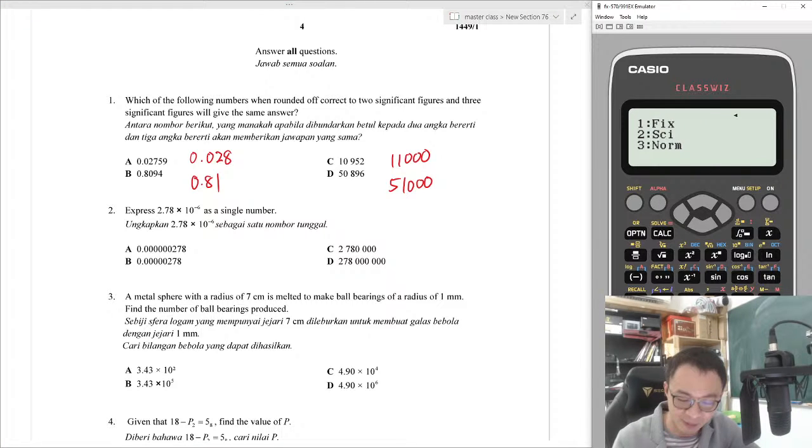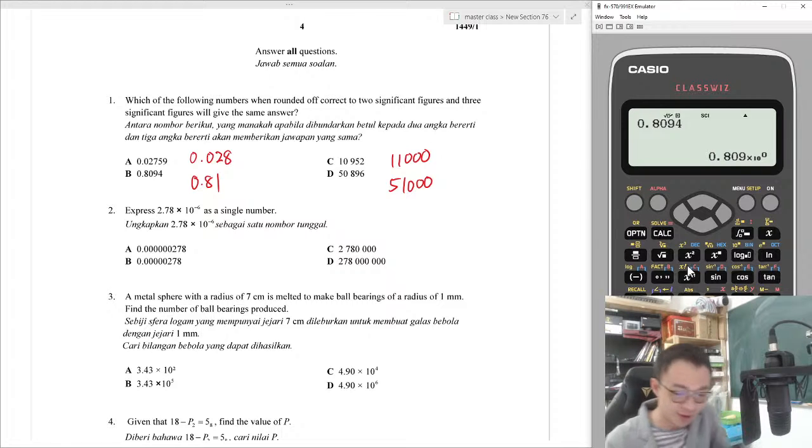If I want to check three significant figures, I go to the number format, go to number 2 here, and then I type 3. Then I key in the same thing, 0.02759, and then shift ENG. This one obviously is not the same as 0.028, right? So I will skip this one. Then another one is 0.8094. I type enter, and shift ENG. It is not the same also, right? So I will skip this one.